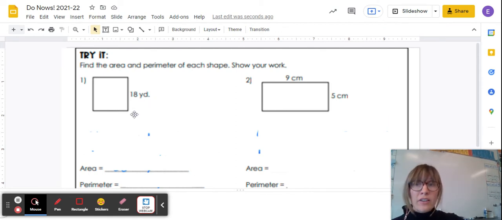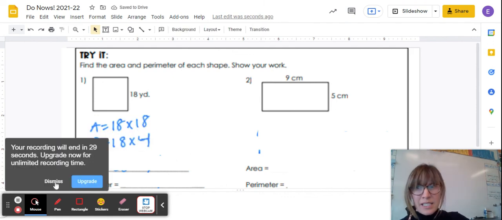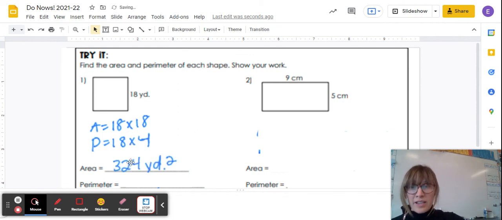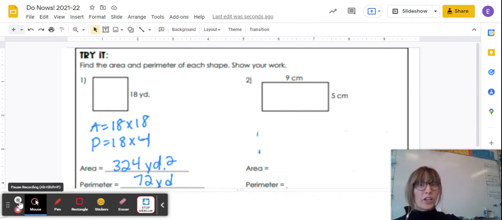So in order to find the area, I'm going to multiply 18 by 18. In order to find the perimeter, I'm going to add all of the four sides, 18 plus 18 plus 18 plus 18. So I'm going to do 18 times 18, and then I'm going to do 18 essentially times 4. The area will therefore be 324 yards squared, and the perimeter will be 72. And go ahead and try number 2, the last one here, on your own.